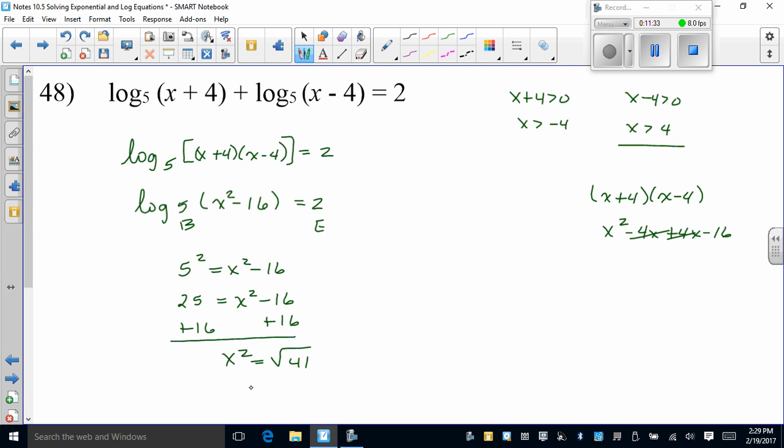But remember, x has to be a positive 4 or larger, so that throws out the negative. x is equal to the square root of 41. And to verify that this is greater than 4, your nearest perfect square here is 36, which is 6. So this is greater than 6, so we're good. And you can throw in the calculator and verify as well. But keep in mind that 4 squared is 16. This guy's bigger than 16, so we know we're good.